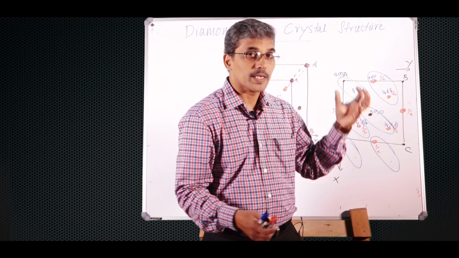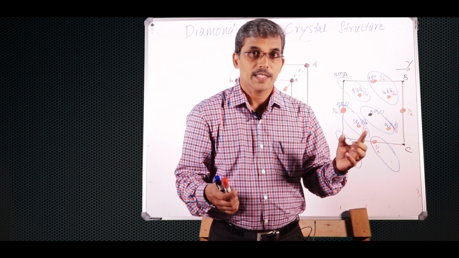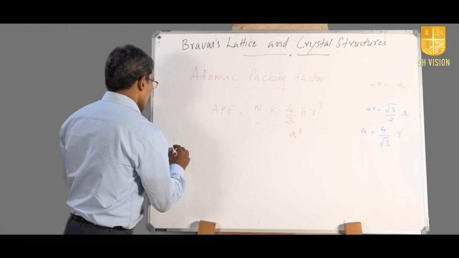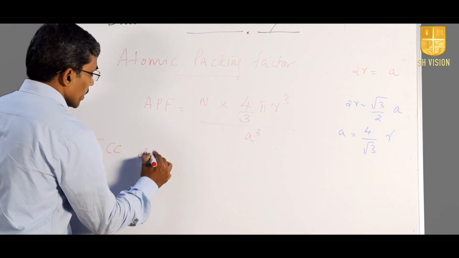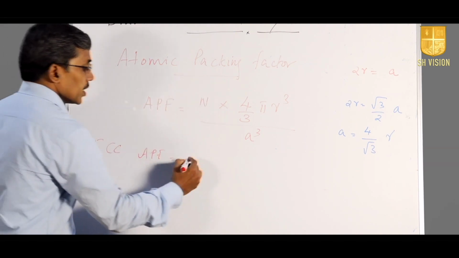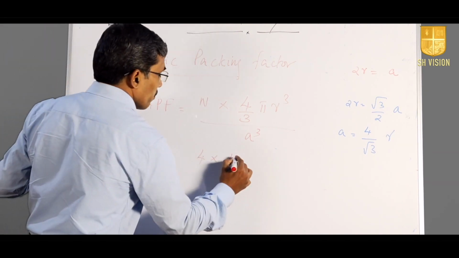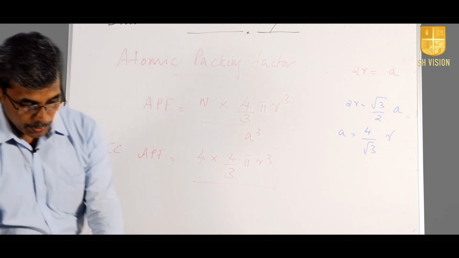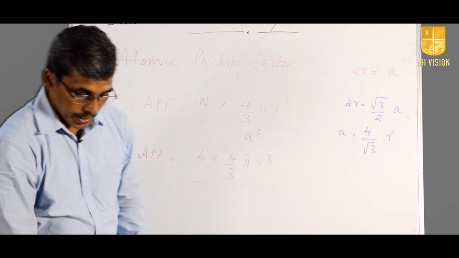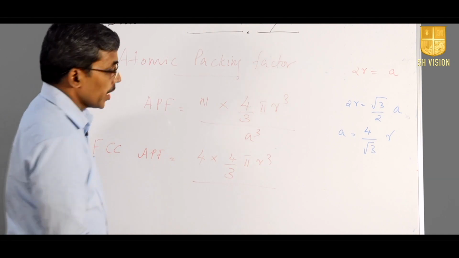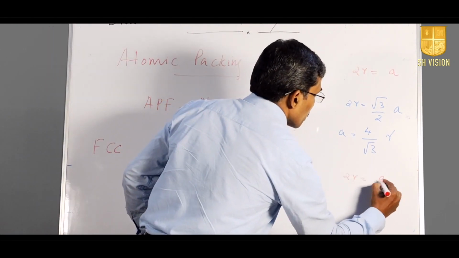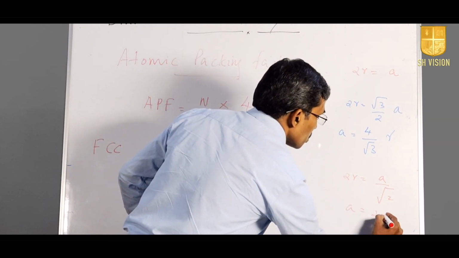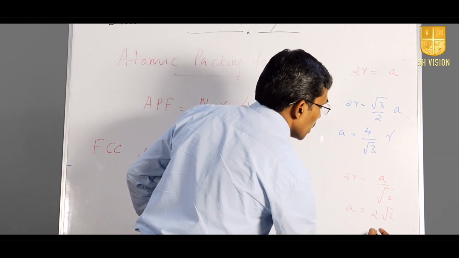In face-centered cubic crystal structure, the atomic packing factor which we have calculated earlier was 74%. In the FCC crystal structure, the atomic packing factor is the number of atoms per unit cell, 4, into 4/3 pi r cube, divided by a cube. Here we will be using the previous relation, that in FCC, 2r is equal to a by root 2. 2r is equal to a by root 2. Therefore, a is equal to 2 root 2 r.